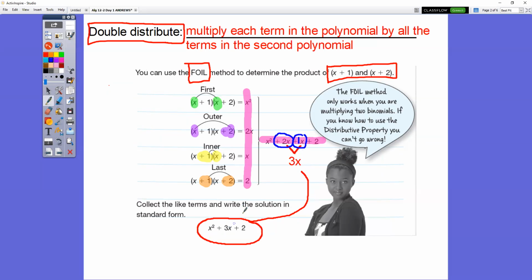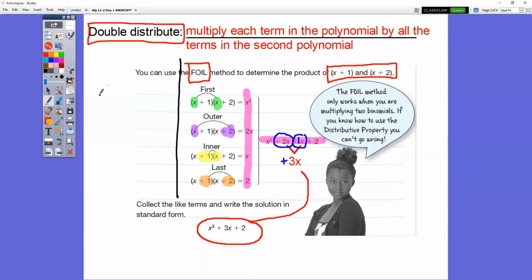Now, why is it plus 3x? It's plus 3x because this is a positive 3 when we added it together. If when you add together your outers and your inners, it ends up being a negative 3x, then this would be a minus 3x. And then we have our plus 2, and this is our answer. This FOIL method only works when you have a binomial times a binomial.